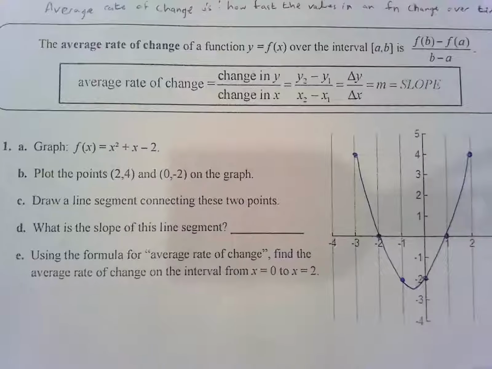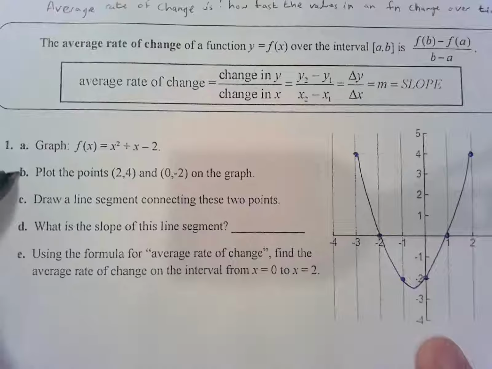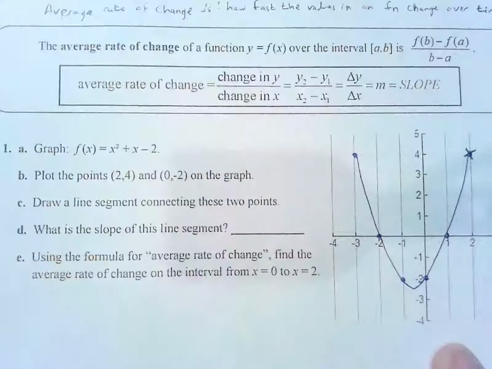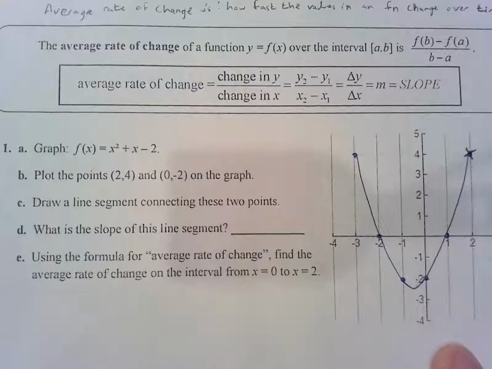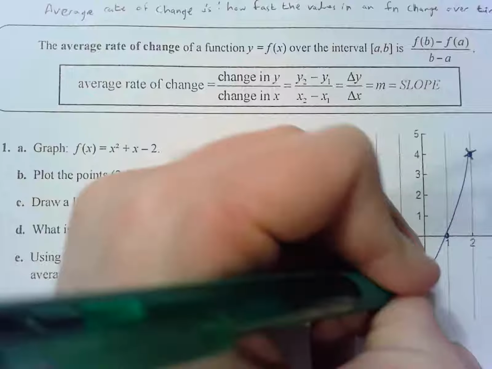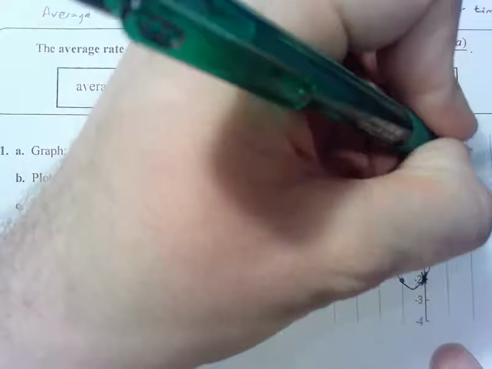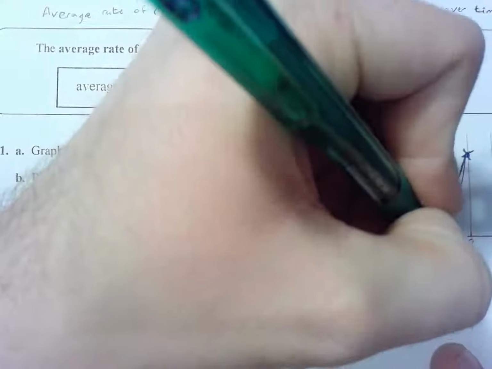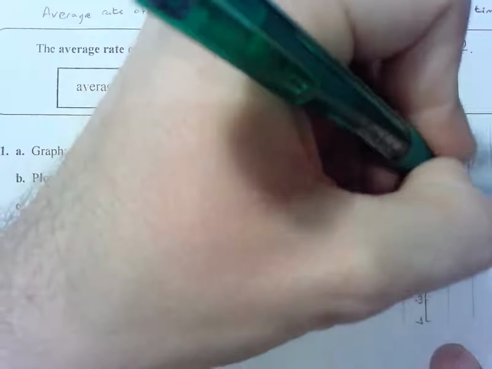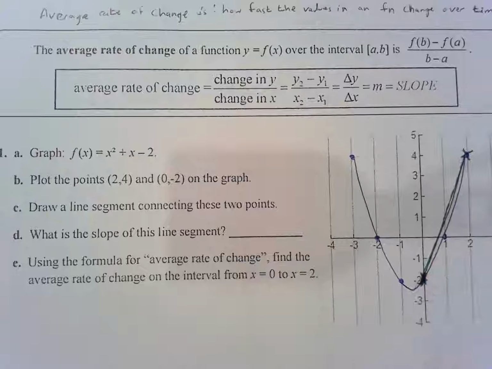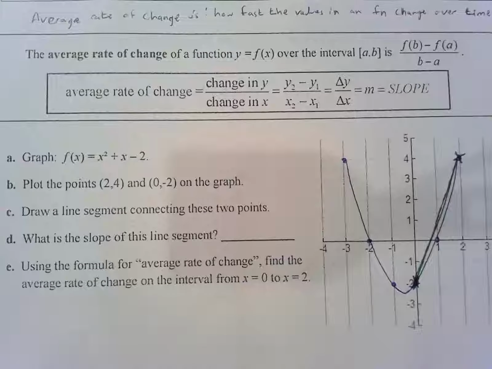So what we're going to do is just, let's look at this point B right here. We're going to plot the points 2, 4, so that's this guy right over here. And then the point 0, negative 2, that's this guy right over here. And we're going to draw a line there. So even though we can't find a slope for the whole thing, we can find the slope between these 2 points by just drawing a straight line between them. So let's find that slope there.